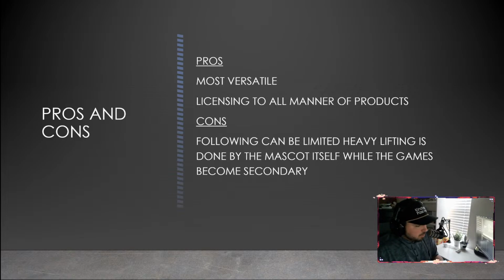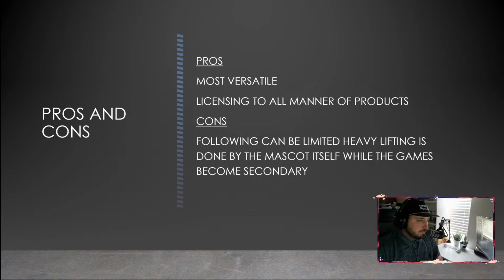Now, with this type of branding, there's some pros and cons that come with this, okay? Pros to having a mascot, it's the most versatile, okay? Licensing to all manner of products, right? You can throw plushies, shirts, stickers, bottles, plates, towels, kids' underwear, socks, whatever. Like everything under the sun has a Mario on it somewhere, right? Dish towels, loofahs, whatever. There's so many different things and products that have been covered in these mascots, right?